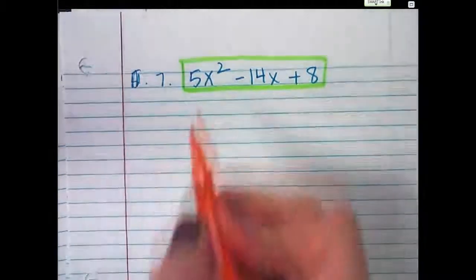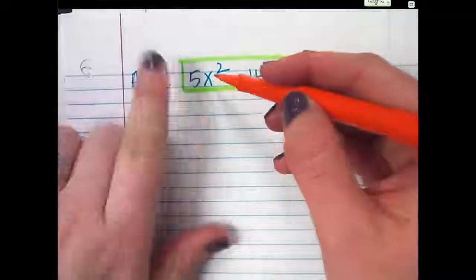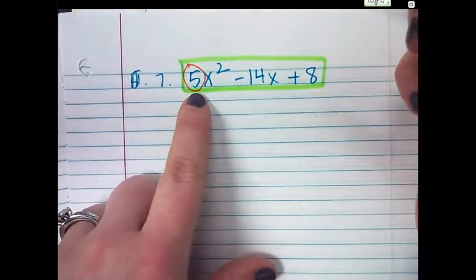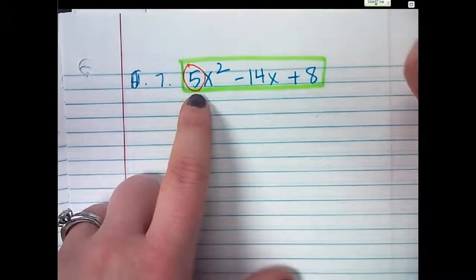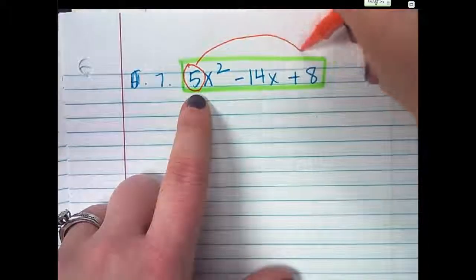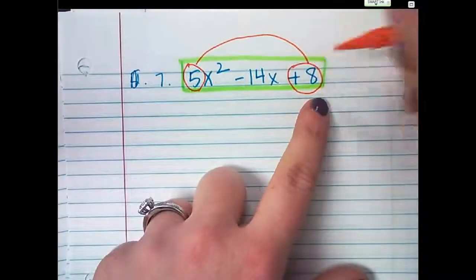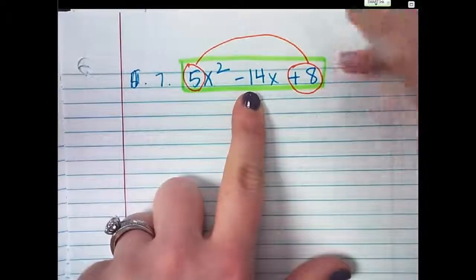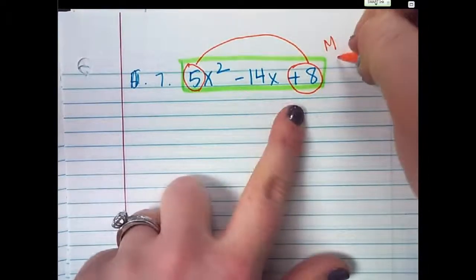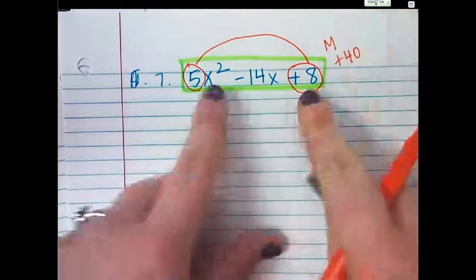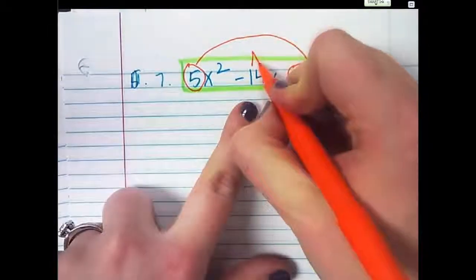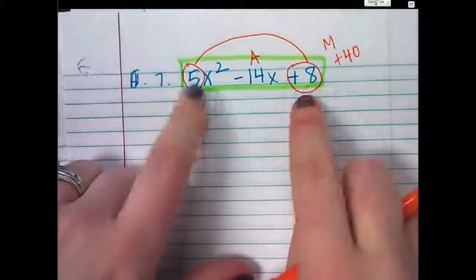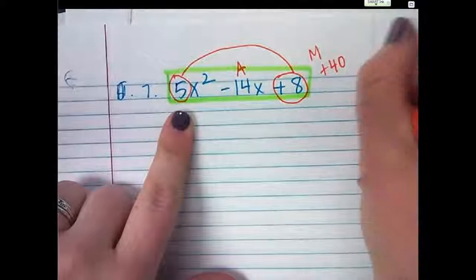So now instead of just an x squared, I have a 5x squared. Anyone know what I do with this? Remember? I'm going to multiply it with this value right here. So instead of saying what multiplies to give me 8 and adds to give me negative 14, I'm going to say what multiplies to give me positive 40, 5 times 8, and adds to give me negative 14. Okay, so you multiply these two values. So I'm going to do positive 40.